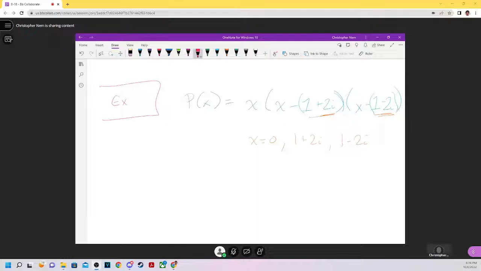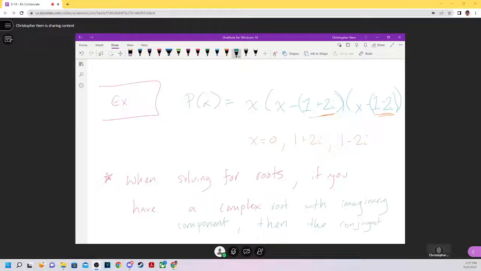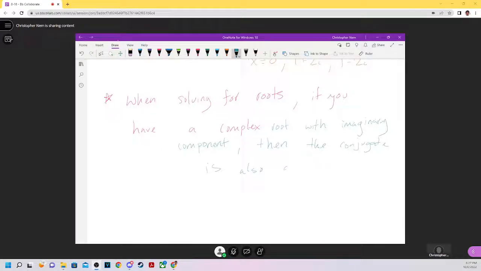Every time you're doing your factorization, a little remark: when solving for roots, if you have a complex root with an imaginary component, then the conjugate is also a root. The conjugate will also be a root. This is a very important thing.